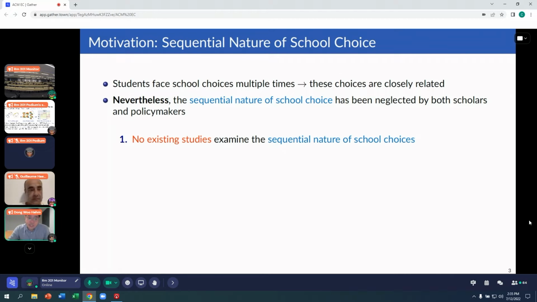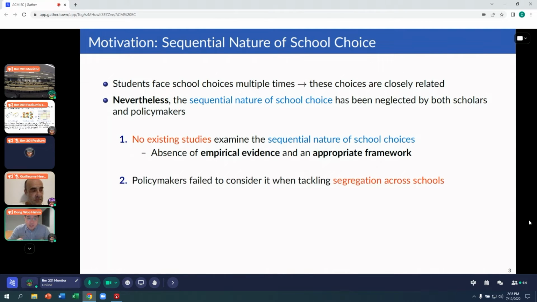First, no existing studies have actually examined the sequential nature of school choices directly. Instead, they focused on analyzing a given school choice stage in isolation from other stages. And as a result, we don't have good empirical evidence as well as the right framework to study the sequential nature of school choice.